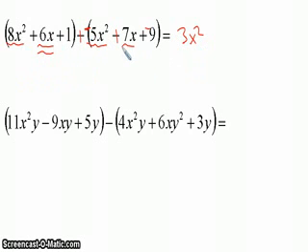I got an x to the first in this spot. I got an x to the first in this spot. They're both positive. It's a positive 6, a positive 7. Combining for a positive 13, x to the first. Put the invisible exponent 1 down if you really want it.